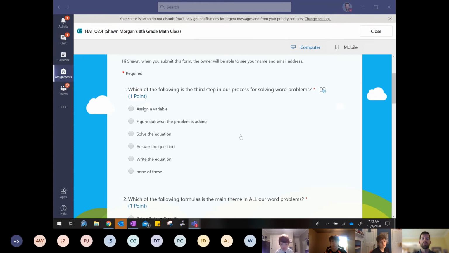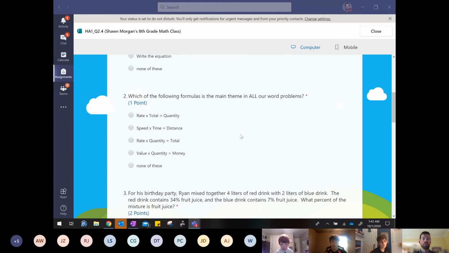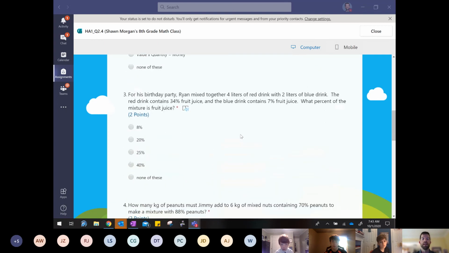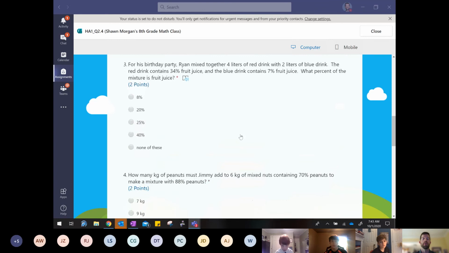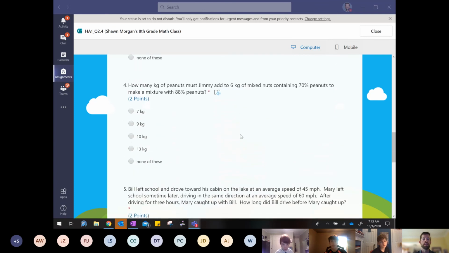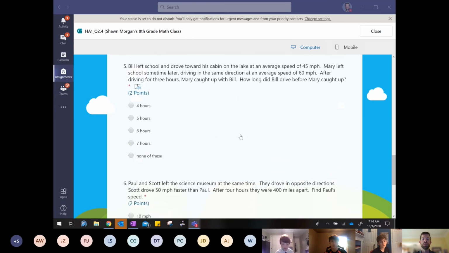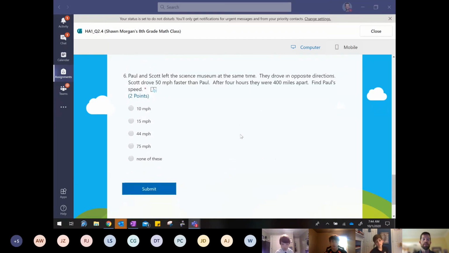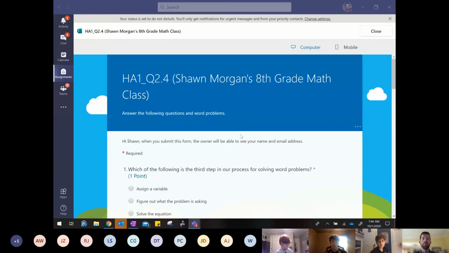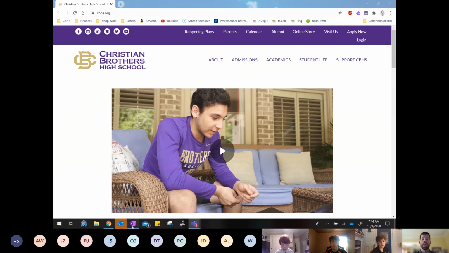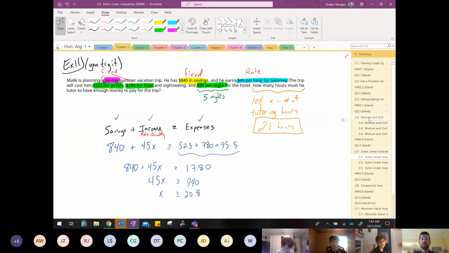We talk about questions like, okay, what's the third step in our word problem solving method? Which of the following is sort of our main theme with this working behind the scenes? And then I give you a couple of mixture problems. There's one about drinking some Kool-Aid, and one about some mixed nuts. And then here's one rate, time, and distance question, and here's one more rate, time, and distance question. So it's a 10-point quiz. Sometime between today and tomorrow morning at 8, I'd like for you guys to take that quiz over our section 2.4 that we've worked through. Okay, can you guys do that for me?